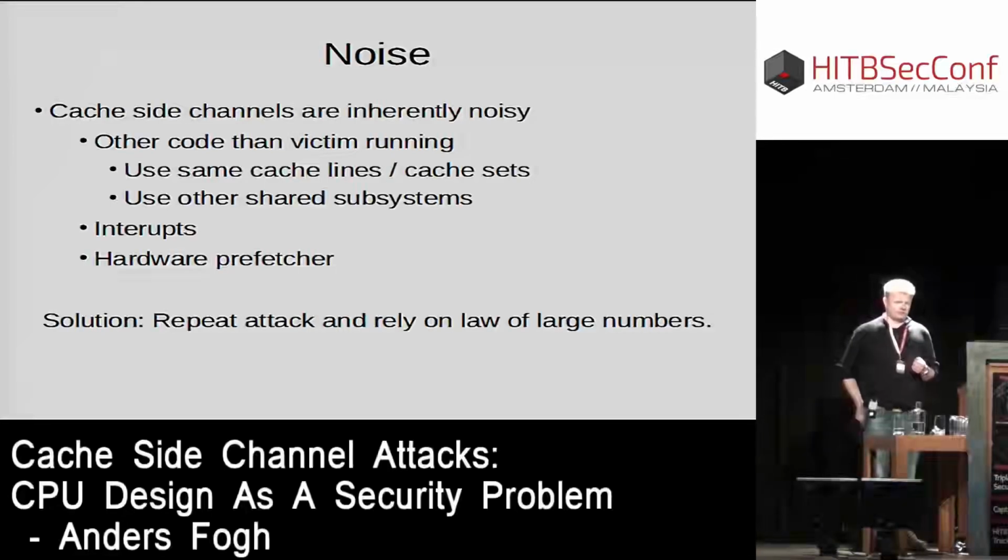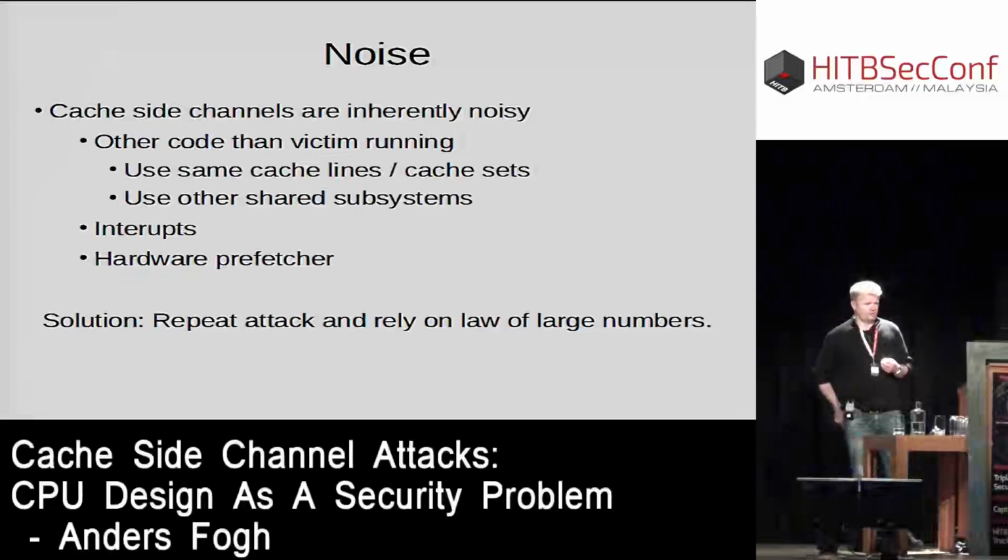Then you have interrupts from hardware and whatnot, which disturb you. And finally, you have the hardware prefetcher. Both attacker and victim and unrelated code can trigger the hardware prefetcher to load cache lines into memory. And this, of course, will cause false positives in the cache side channel attack.